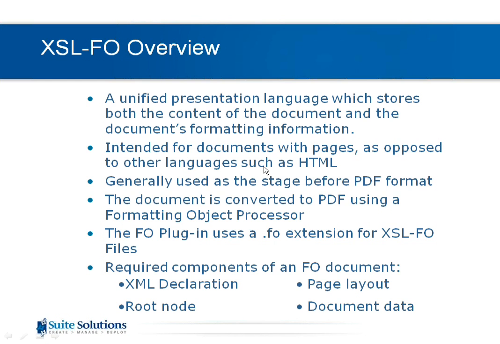Now there are a number of required, so what does this look like? So there are 4 required components of an FO document. There's an XML declaration, a root node, which we talked about if you remember in the webinar's example, and we're going to come back to it. This is a different kind of root node for FO. A page layout section, and a document data section. And we're going to talk about each of these sections separately.